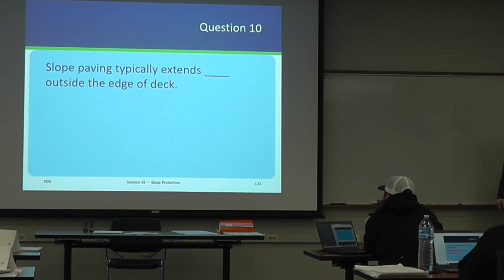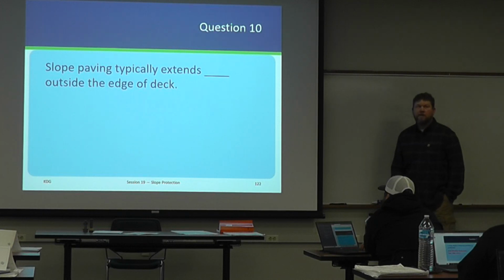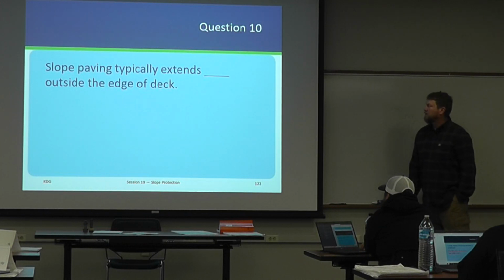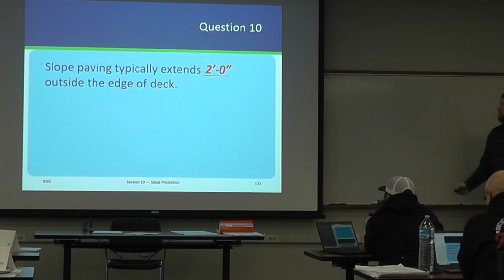How far does slope paving typically extend outside the bridge deck? 2 feet. Again, look at that first GP&E sheet. It'll give you those extents. But yeah, that's typical. 2 feet.